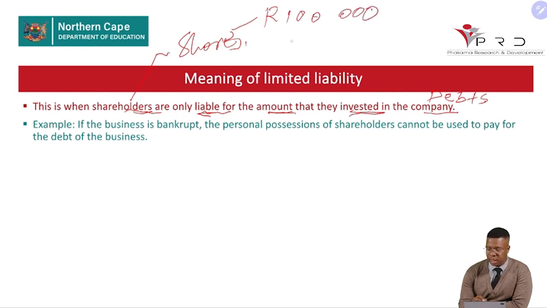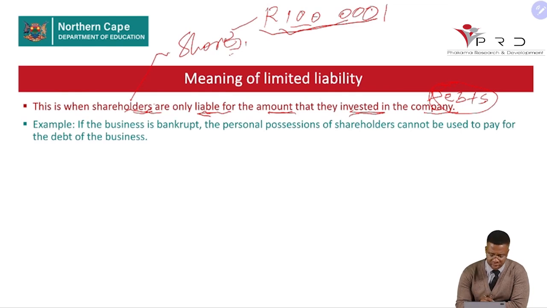So what we mean is that the debts of the shareholder towards the business are limited to the 100,000 the shareholder has invested, not more than that. Hence, we talk about the limit. So the limit for a shareholder who has invested 100,000 is limited to that particular 100,000. It cannot move above that. Hence, in our example, if a business is bankrupt, meaning the business has debts that are over what the business has or can be able to pay, the personal possessions of the shareholders cannot be used to pay the debt of the business.